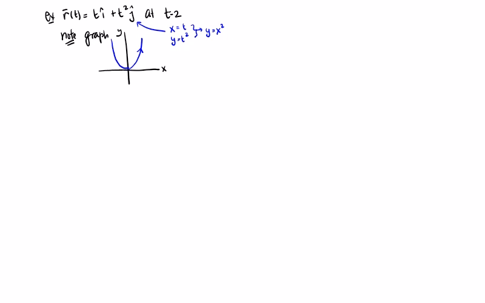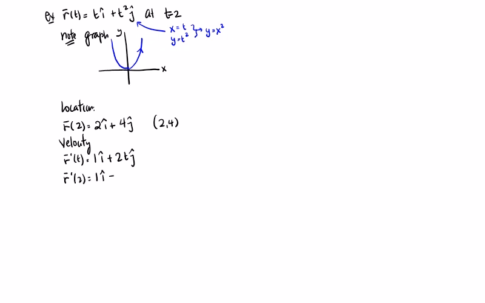Now we'll draw a better picture in a second. This is so you have something in your head. We're going to focus at t equals 2 up here. So the location is r of 2, which is 2i plus 4j. We think of that as the position (2, 4). For the velocity, we find the formula r prime, which is 1i plus 2t j. We look at t equals 2, because that's where we're focusing, and get 1i plus 4j. Leave that alone for now.